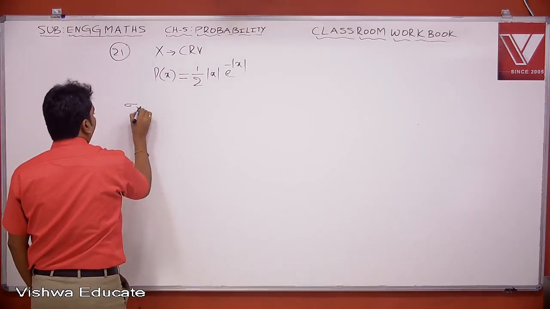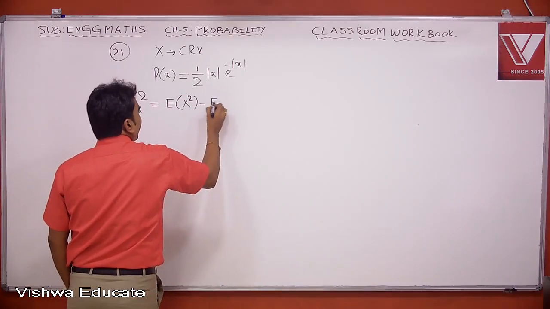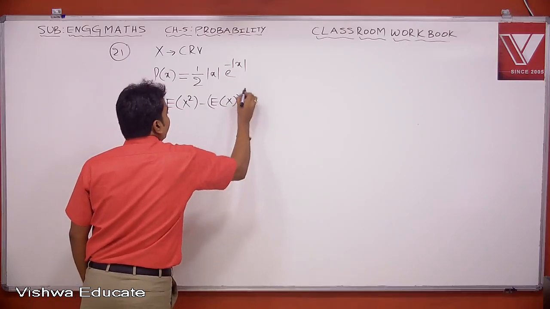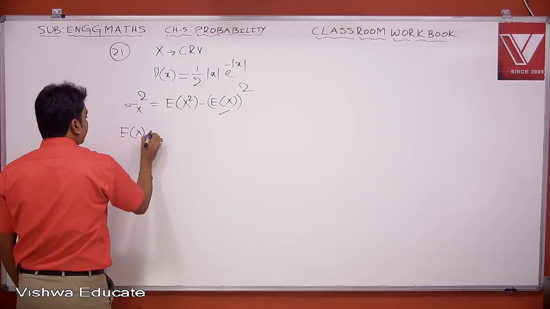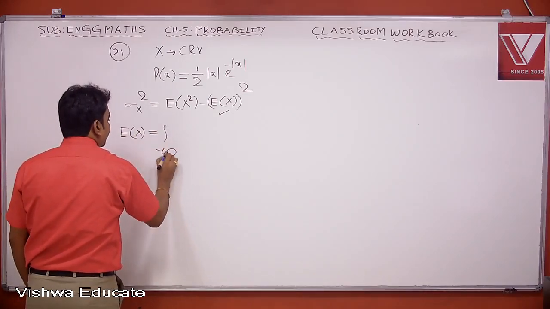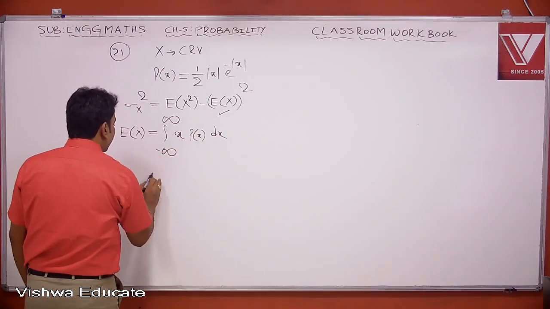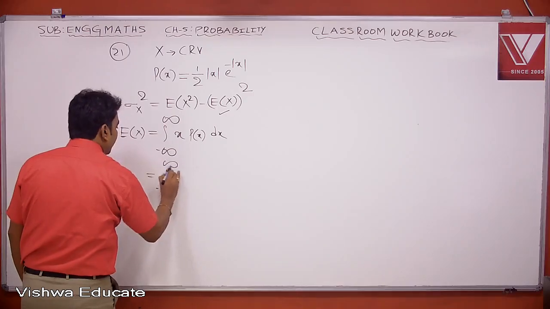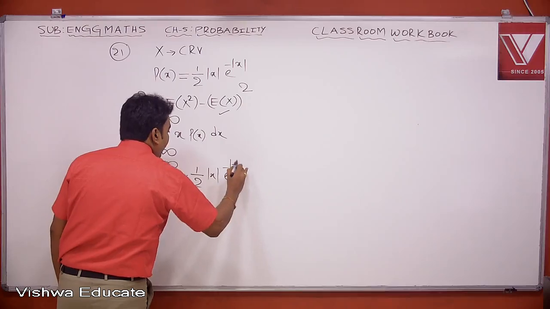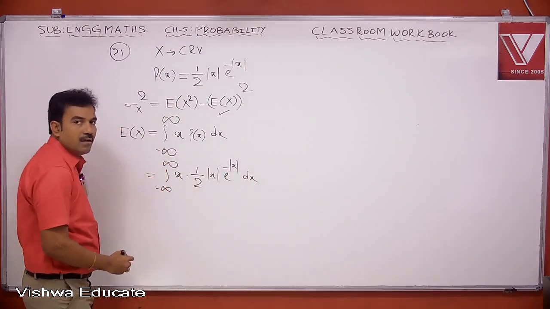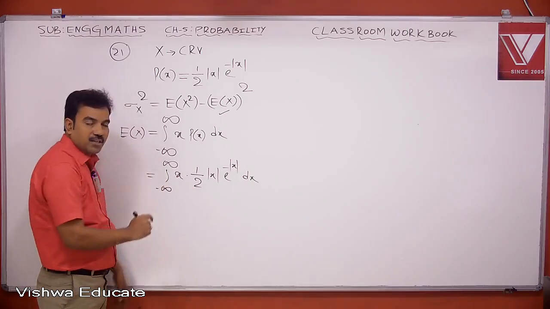So what is the formula for variance? Sigma x square is E of x square minus E of x whole square. At first, let us find the mean value. So here E of x is the integral from minus infinity to plus infinity of x into p of x dx. So this is the integral from minus infinity to plus infinity of x into half into mod x into e power minus mod x dx. Now we are integrating this function between the limits minus a to plus a.